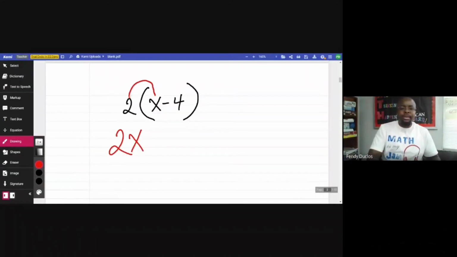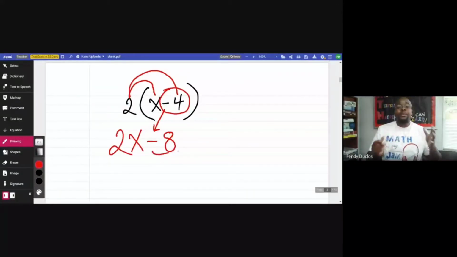Next, I'm going to take this 2 and distribute it to the 4. Now, there are 2 ways that we typically look at it. You can say, well, it's 2 times 4, which is 8, and then you just bring down your minus sign. Or you could look at it as 2 times negative 4, which is negative 8. Either way, you're going to get the same answer.